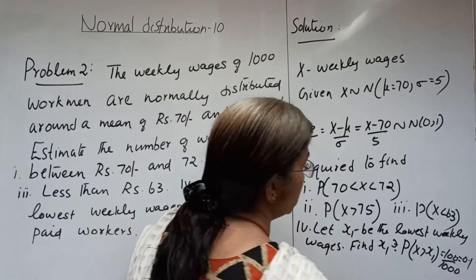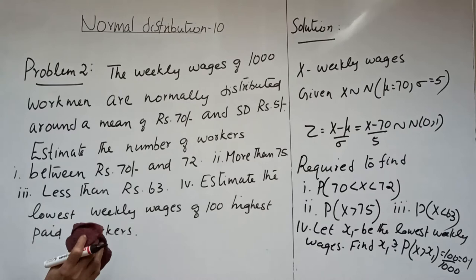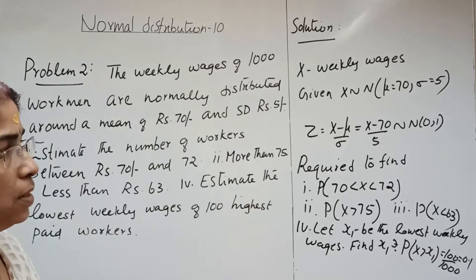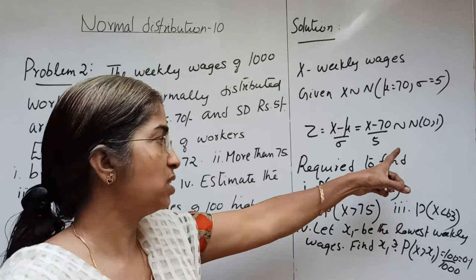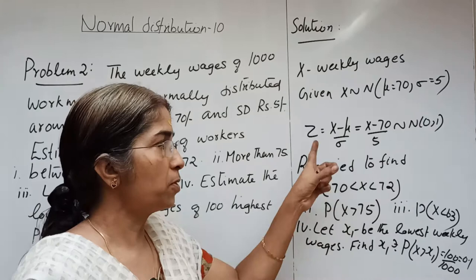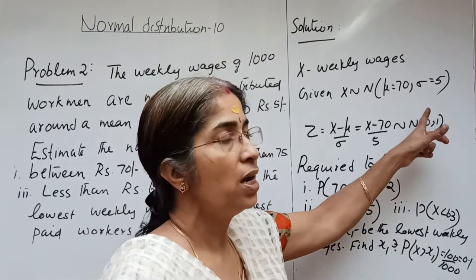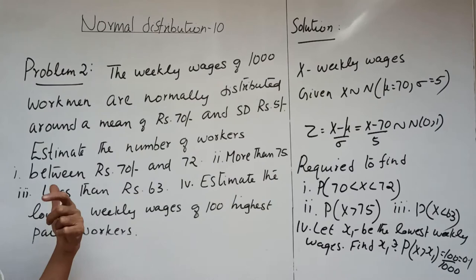We can obtain the solution one by one. We have the transformation z equal to (x minus mu) by sigma, equal to (x minus 70) by 5, which follows N(0,1), the standard normal distribution. The process is called standardization, and this has mean equal to 0 and standard deviation equal to 1. Firstly, we find these probabilities. Now, we multiply all these probabilities with 1000 in order to obtain the number of workers. So we can proceed one by one.